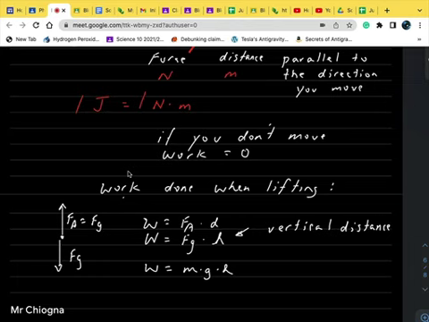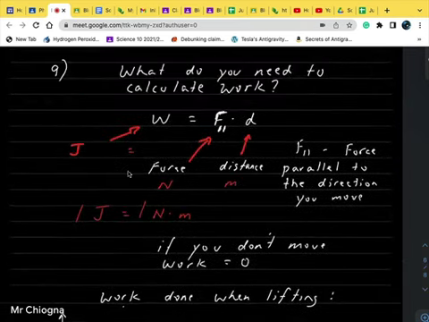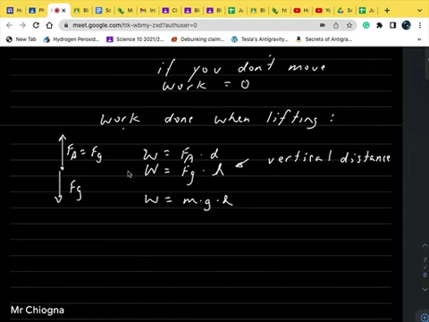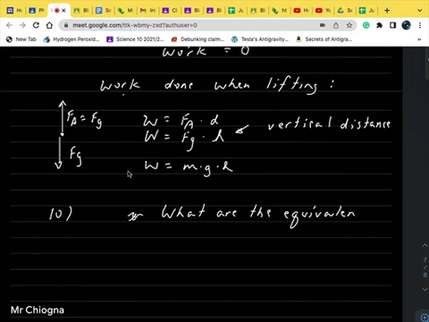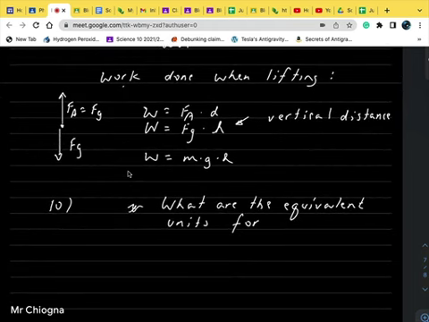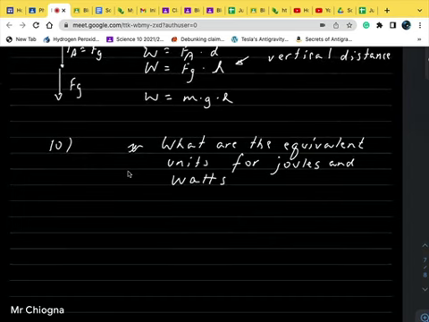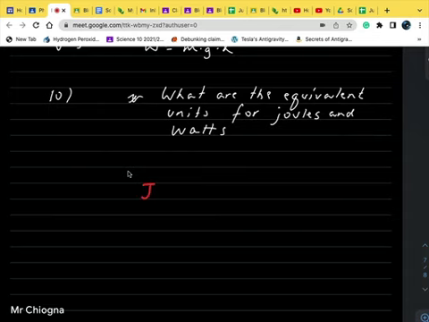Okay, so I already covered that. My next question was going to be, one sec here. What are the equivalent units of joules and watts? Well, I already went over that, but I'll write it for you again. Watts. So joules, I'll write in red. We already did it above, so I'm just reminding you what we did.